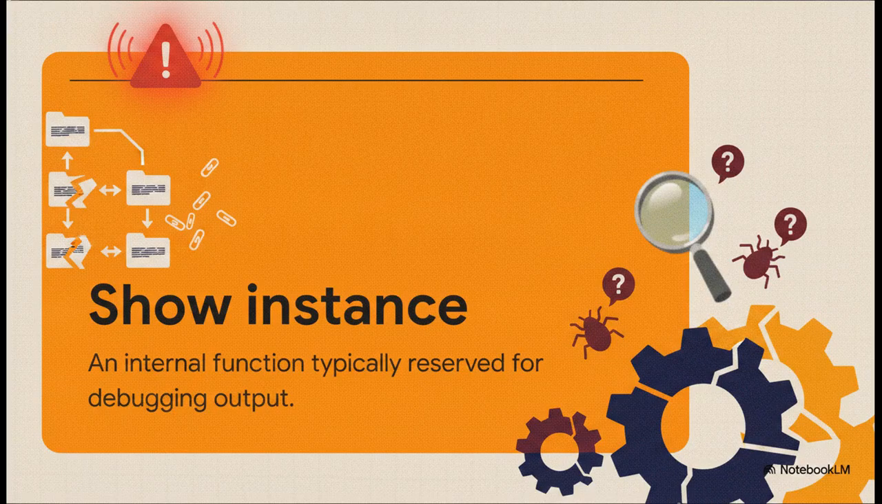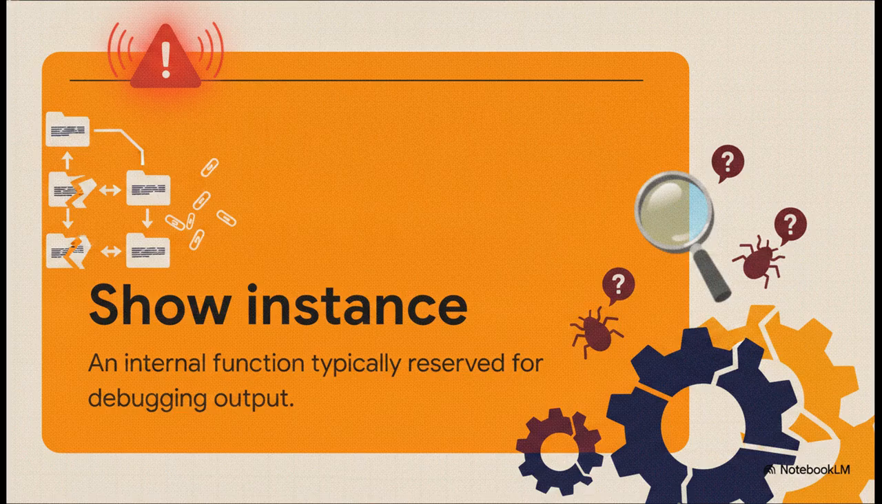And that major flaw? It all comes down to what a show instance actually is. By definition in Haskell, a show instance is an internal function that's typically reserved for debugging output. Its entire purpose is just to help you, the programmer, see what's going on under the hood. It is absolutely not meant to drive your core file system logic. Relying on it is basically a hidden vulnerability, just waiting to blow up.